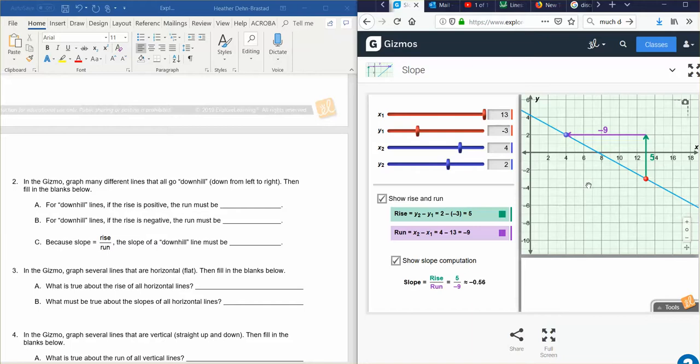And when you have a positive number divided by a negative number, or a negative number divided by a positive number, the answer will be negative. We learned that when we talked about integers in the last chapter.